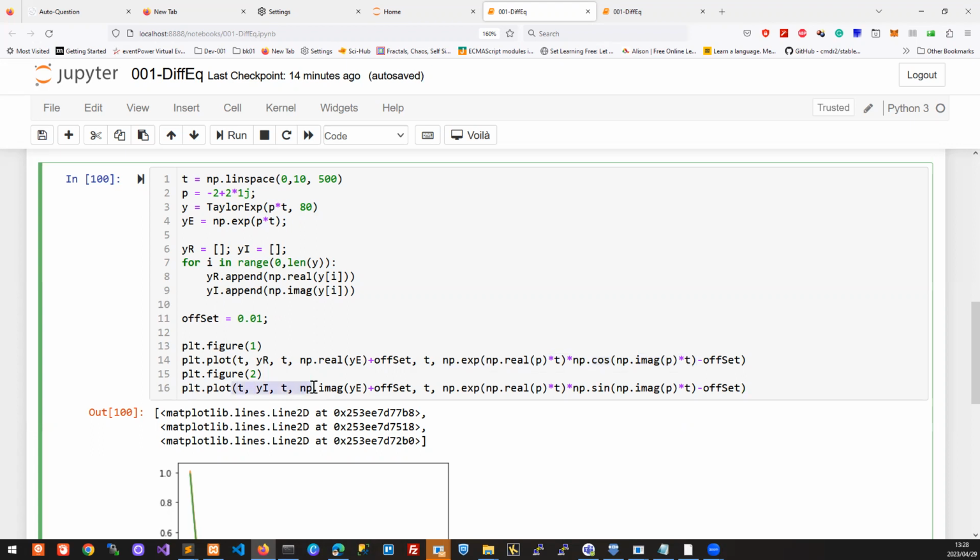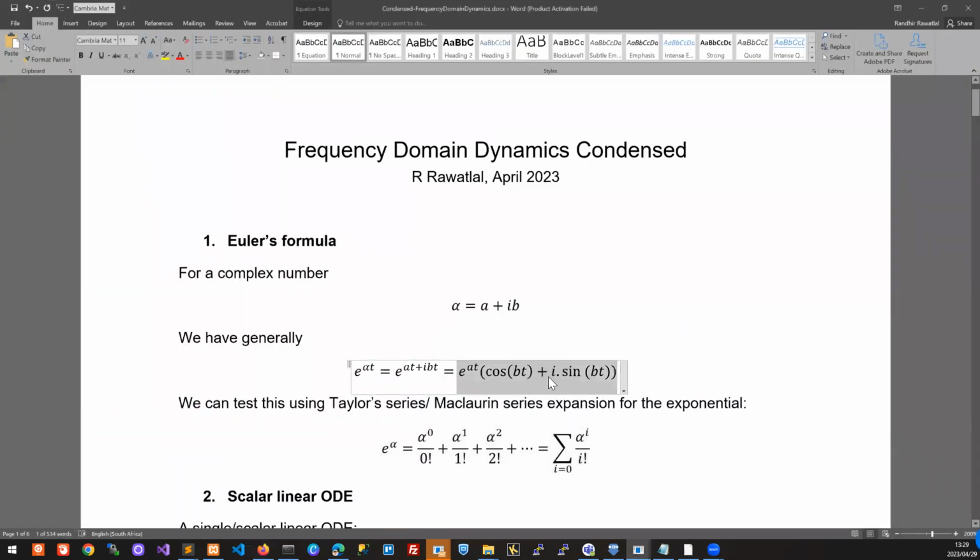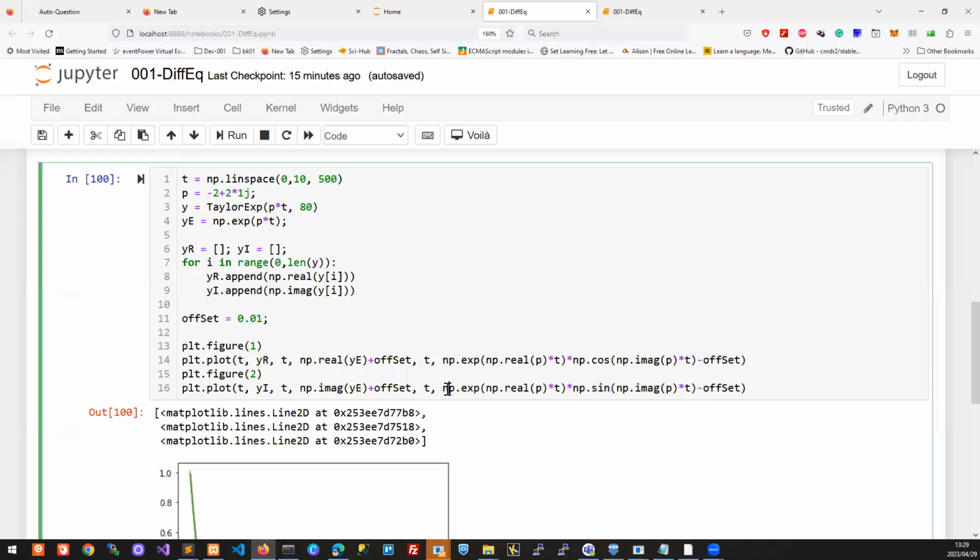And in the second plot, yi has been extracted, so the imaginary parts from our Taylor series approximation. Then we've also calculated y using the built-in Python function. So we need to extract the imaginary parts here. And then here's using Euler's formula. So there's the imaginary part here. We still do need to multiply by e to the at. So you can see that here.